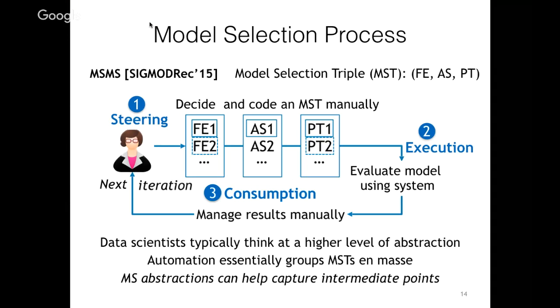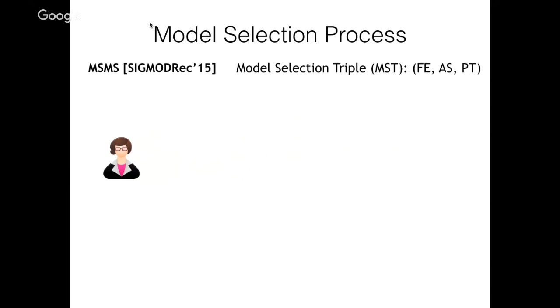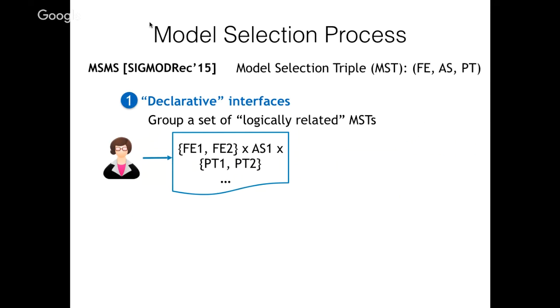manual enumeration of MSDs to fully automated enumeration, where basically a developer of the system hard codes a few combinations of MSDs to explore. Using database-inspired abstractions to bridge this gap and figure out logical combinations could be potentially helpful. And that's the idea in this vision paper, where they propose declarative interfaces, which could be on top of any favorite ML system.